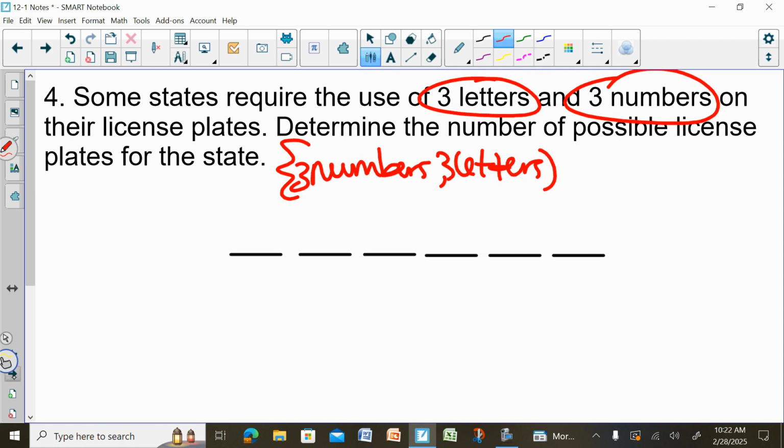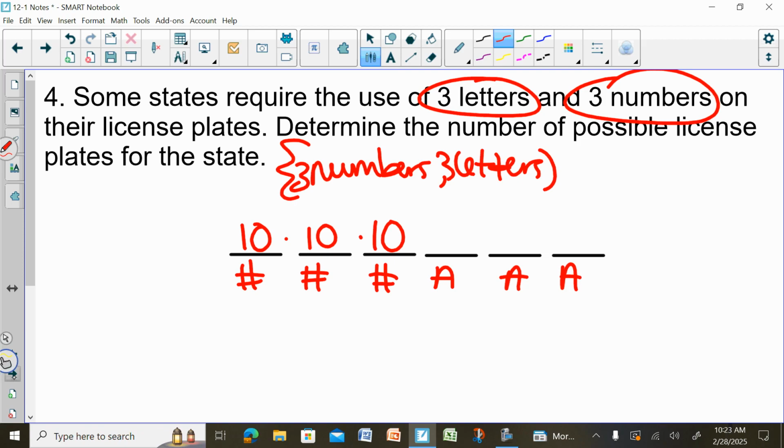They didn't mention that nothing can repeat. There's no numbers or letters that aren't allowed to be used. And really, when we multiply these things, our choices, order doesn't matter. So I might just say number, number, number, alpha, alpha, alpha, or letter, letter, letter. There are 10 digits that can go here, 10 here, 10 choices here.